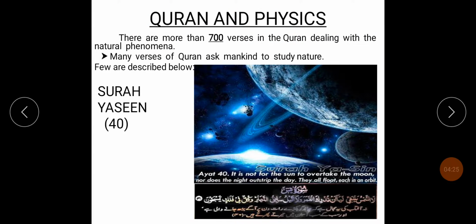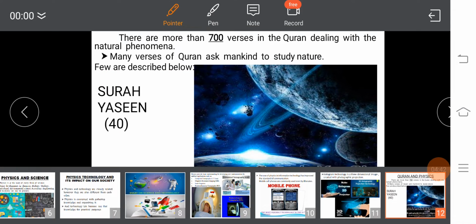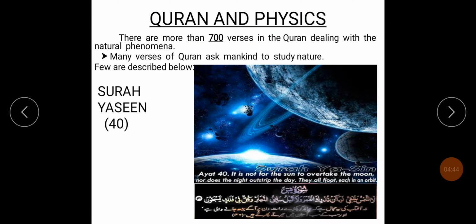Now next is Quran and physics. It is generally accepted that there are more than 700 verses in the Quran dealing with natural phenomena. Many verses of the Quran ask mankind to study nature. A few are described below, because we know that Islam and science go parallel. So both believe in facts.